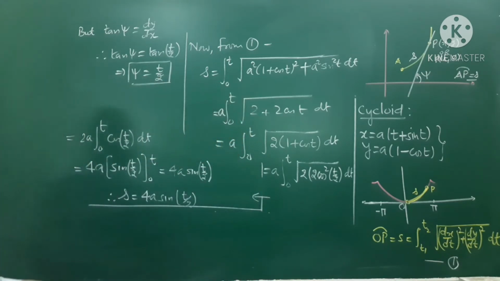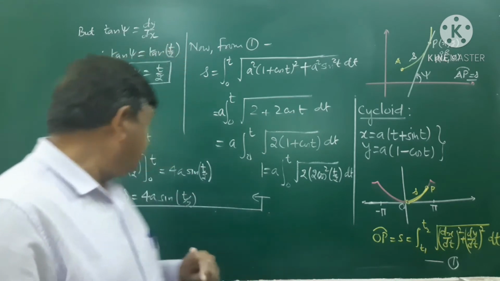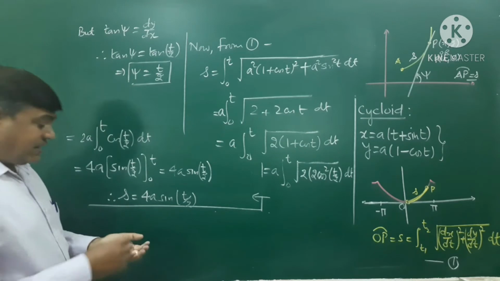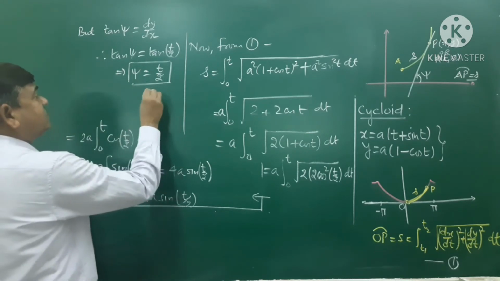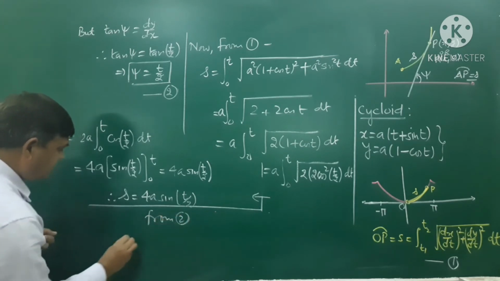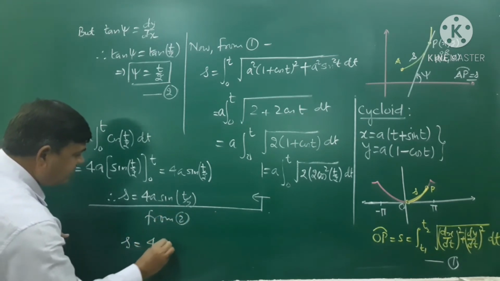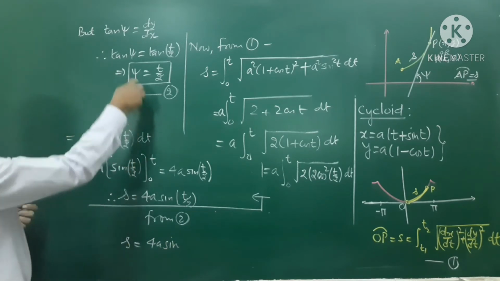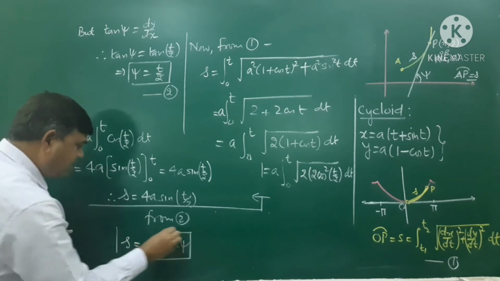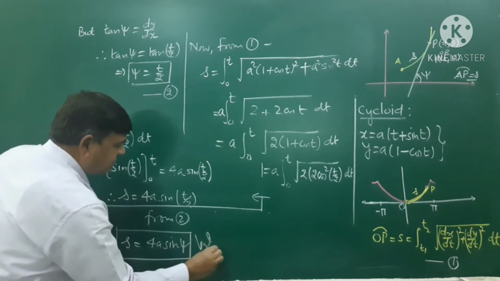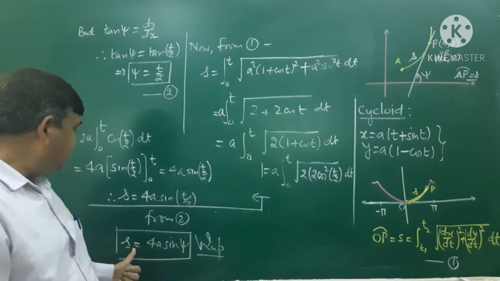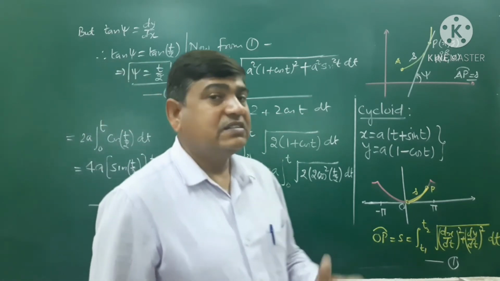We want to find the relationship in s and psi. And here s is a function of t and here psi is a function of t. So we can eliminate t. Suppose this is number 2. So from 2, s equals to 4a sine. Now t by 2 is replaced by psi. So it is 4a sine psi. It is very important relationship. So the intrinsic equation of the cycloid is given by s equals to 4a sine psi.